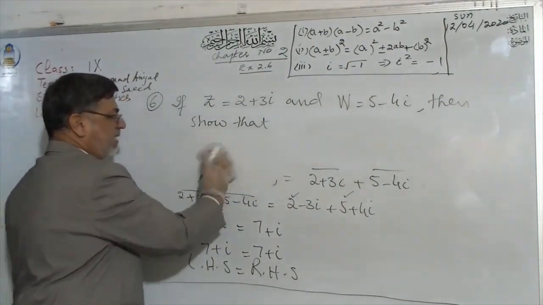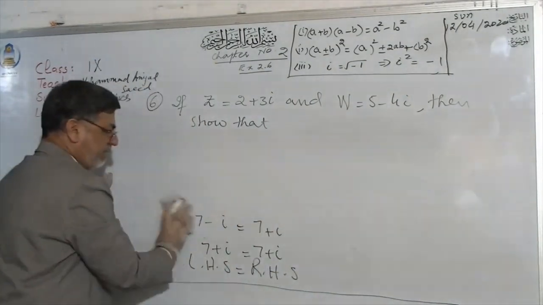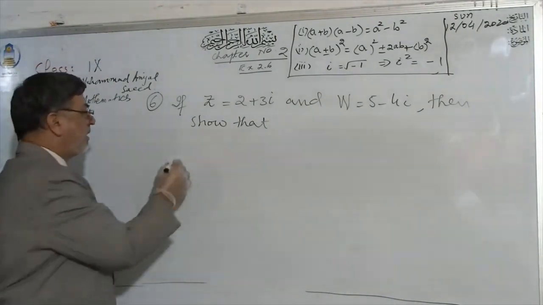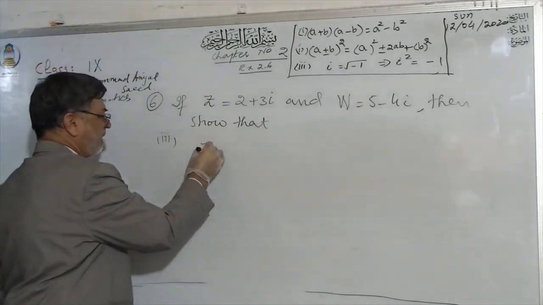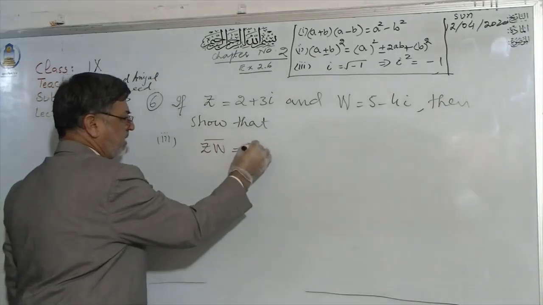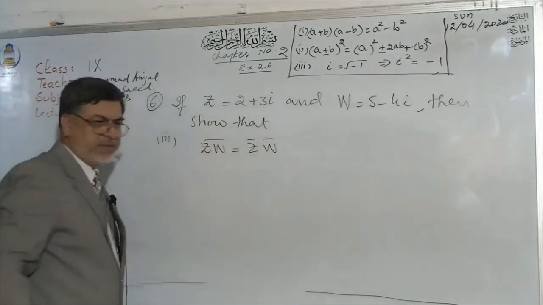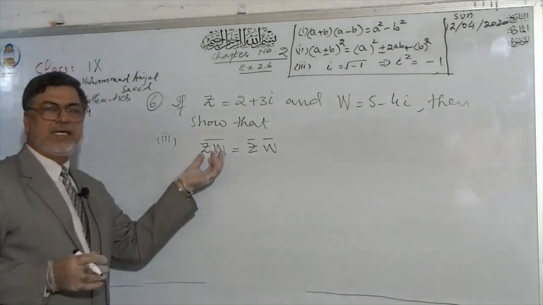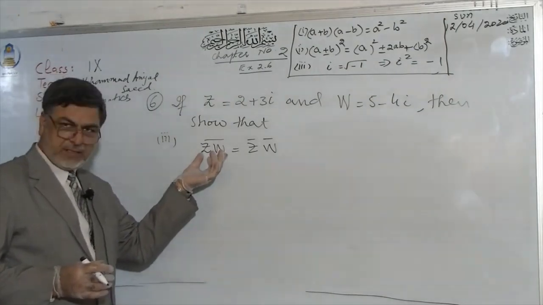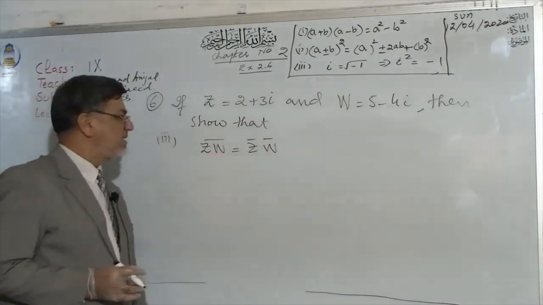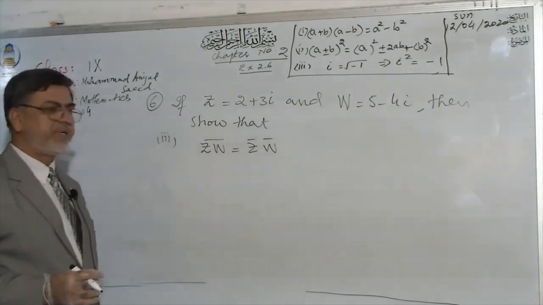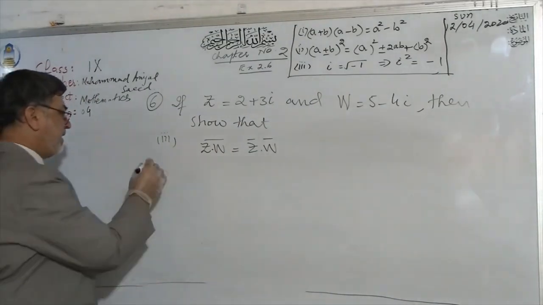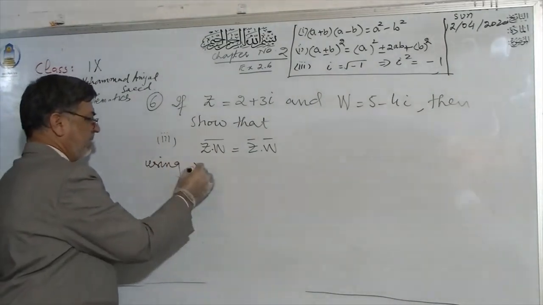Part number 3 is (zw) whole bar is equal to z bar and w bar. Same case, same condition. Here is the combined bar and here are separate bars, conjugates of two separate complex numbers. Using values, same method.